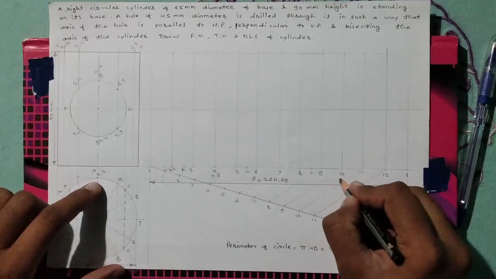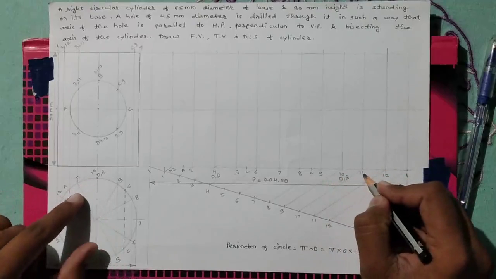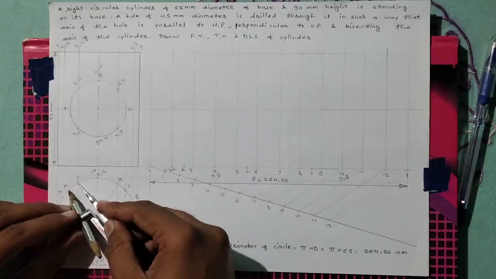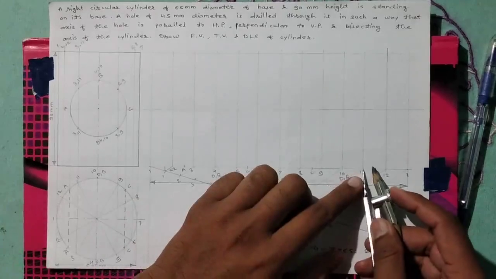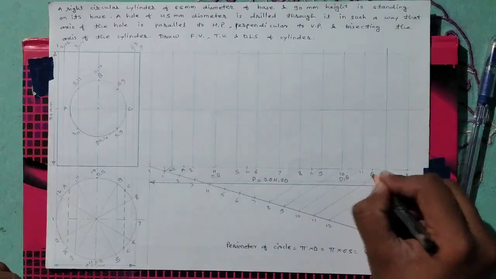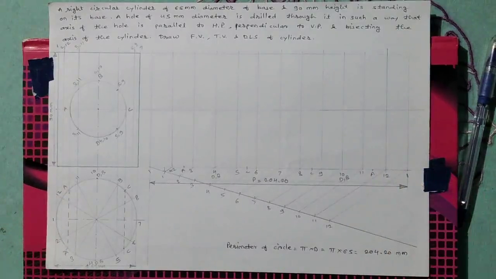After that, 9, 10. At 10, there is point D, B. After that, point 11. After point 11, there is a point A. Take the distance from 11 to A and put it here. After point 11, there is point A. After that, point 12. And after that, point 1.